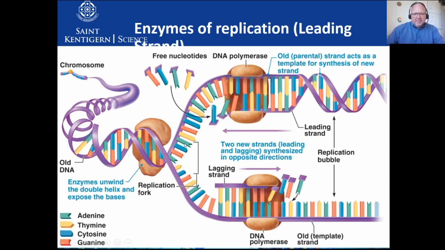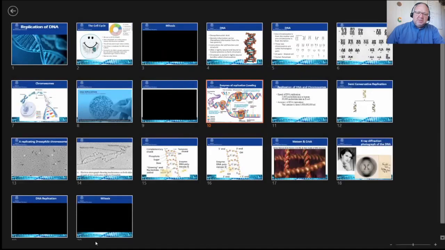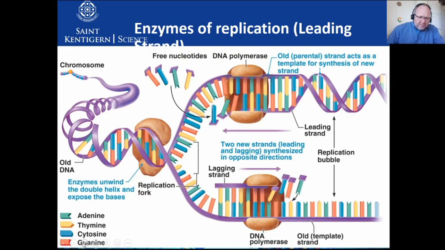So again, we have the replication fork, which is right here, and this is where helicase unwinds it. DNA polymerase is building it all the time. Primase puts a primer down for it so that we can start. DNA polymerase knows where to start. It is building in this direction. Let me just turn this into a pointer so that we can see easier.